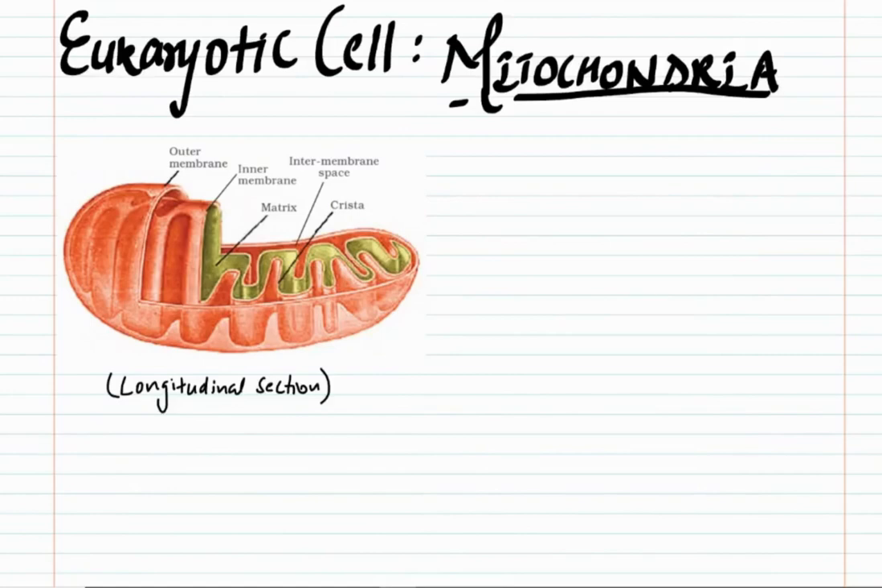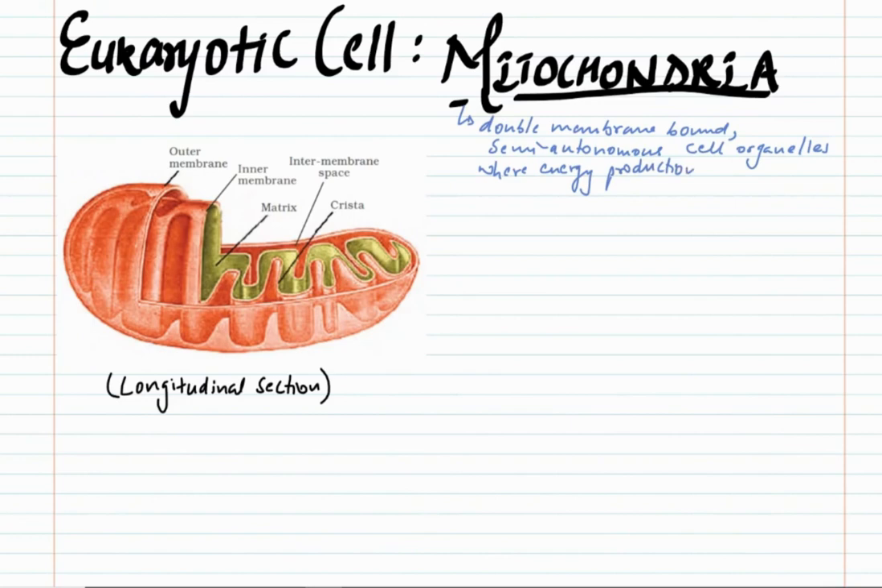In the previous video, we had discussed about vacuoles. In this video, we are going to discuss about mitochondria. Mitochondria are double membrane bound semi-autonomous cell organelles where energy production in the form of ATP takes place. They are also known as powerhouse of the cell.